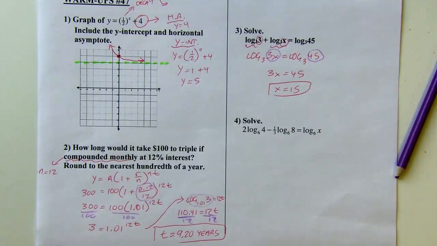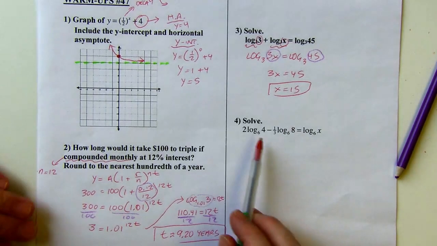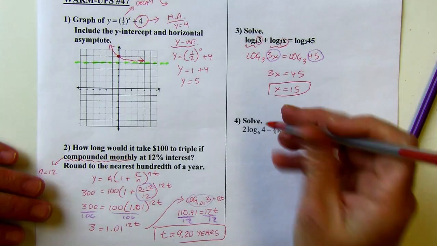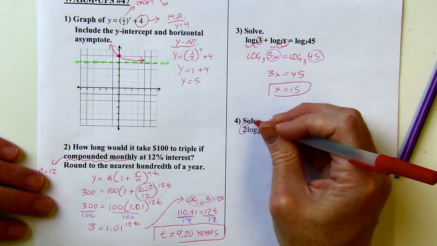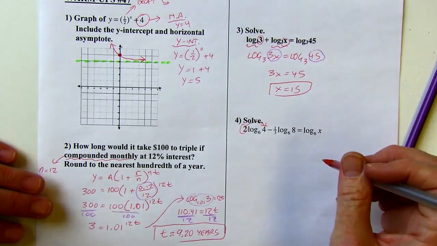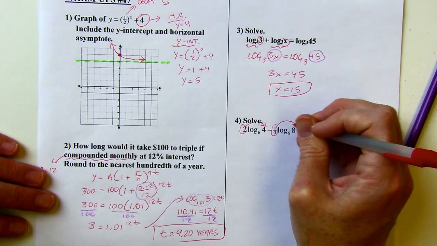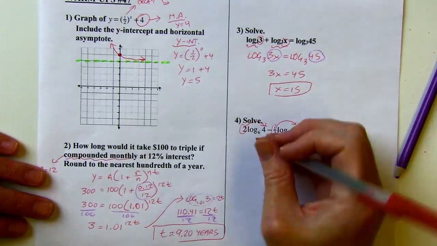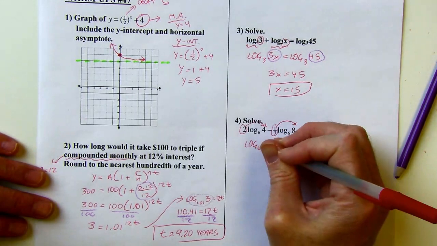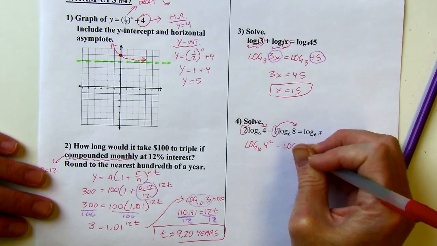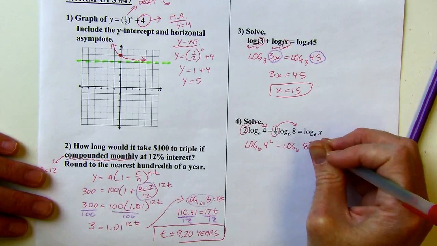Okay? All right, next up, before we combine logs, you've got to make sure they don't have coefficients. So I'm going to use the power rule here. I'm going to take this 2 and make that an exponent. I'll do the same thing with the 1/3. Okay, and then that one doesn't have a coefficient. So this is going to be log base 6 of 4 to the 2nd minus log base 6 of 8 to the 1/3.